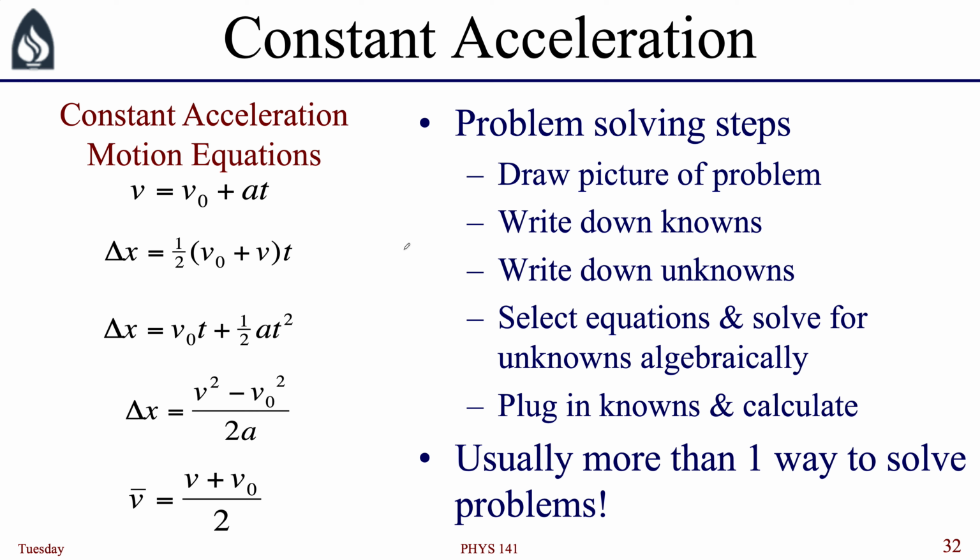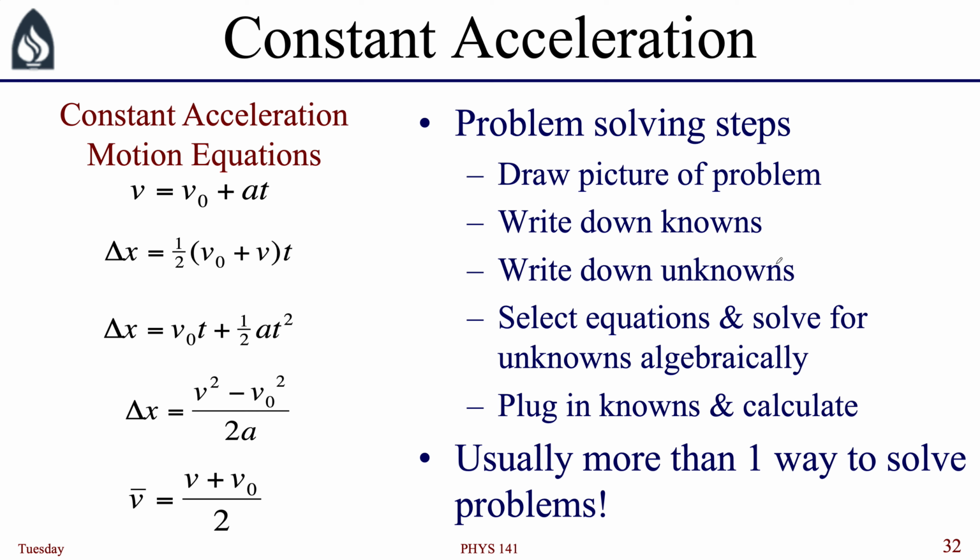So whenever you encounter a problem where you have constant acceleration, you should follow these problem-solving steps. First, it's really helpful to draw a picture of the problem so you can get a handle on what objects are involved and how they're moving. Then you write down the knowns. What are the numbers that are given to you in the problem, and what do those numbers correspond to? Are they times? Are they velocities? Are they accelerations? Then write down the unknown for your problem. What are you trying to solve for? What is the problem asking for you to find?